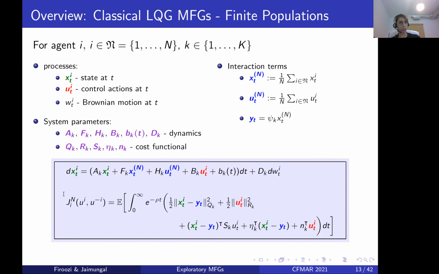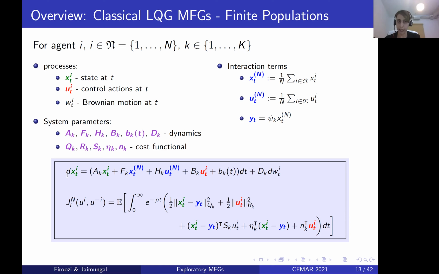So for the purpose of this work, first I'm going to review very briefly classical LQG MFG systems, and then I will compare the results that we will obtain in the exploratory case. So assume that we have N agents in K different subpopulations. Each agent in each subpopulation shares the same dynamical parameters and cost functional parameters, which are different from those of agents in other subpopulations. All model parameters are shown here, and this subscript K denotes the type of the agent.